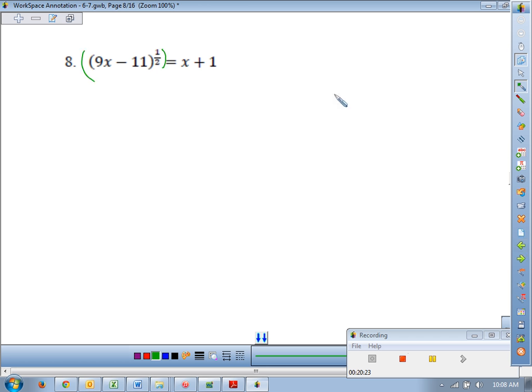How do I get rid of the 1/2 power? Well, remember, you're trying to take a power to another power. Isn't this a second root right here? It's power over root. How do you get rid of a square root? Square both sides. Because if you take a power to a power, you're supposed to multiply the exponents. 1/2 times 2 turns out to be 1. You get rid of the exponents altogether, and you get 9x minus 11. Looks like you got yourself a binomial squared over there on the right side.